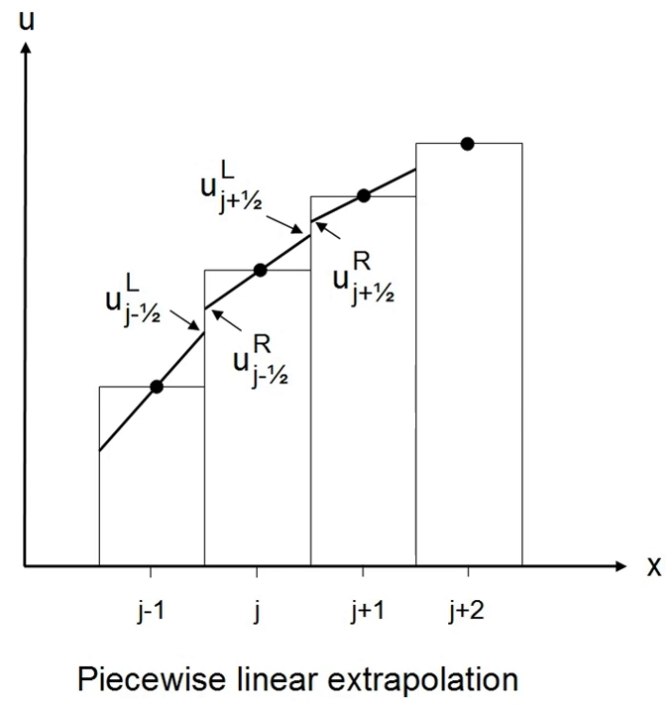In order to close the system, an equation of state is required. One that suits our purpose is p = ρ(γ - 1)e, where γ is equal to the ratio of specific heats (C_p/C_v) for the fluid.